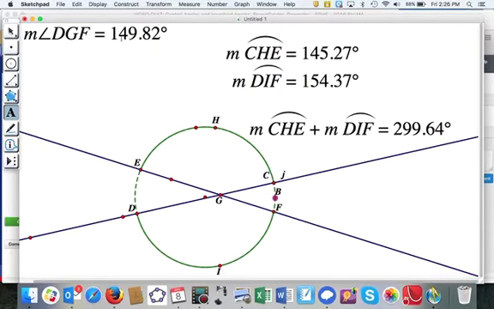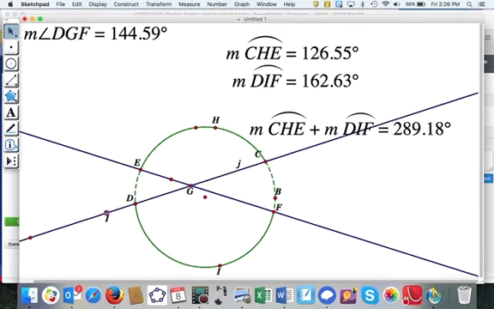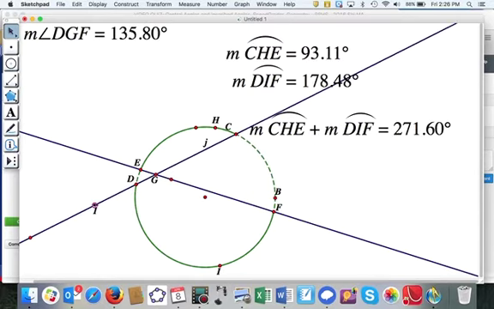And what we're trying to see is a relationship between the measure of the angle and the sum of this arc DIF and this arc CHE. And so notice it looks like that sum is about twice the angle. So let's see if that's always true. So I'm moving the angle around and here's the angle again. Here's the two arcs. There's the sum of the arcs. And sure enough, the angle is half that sum.